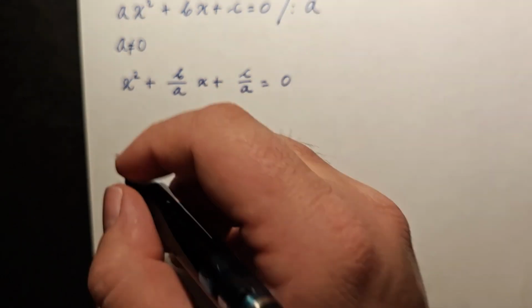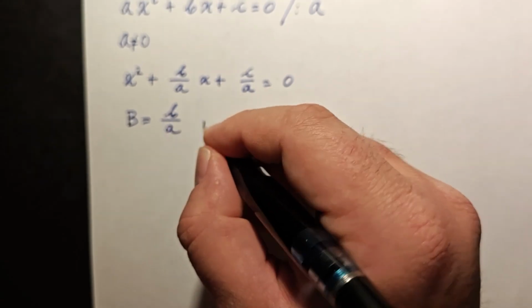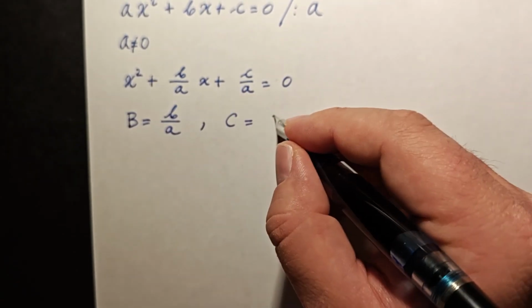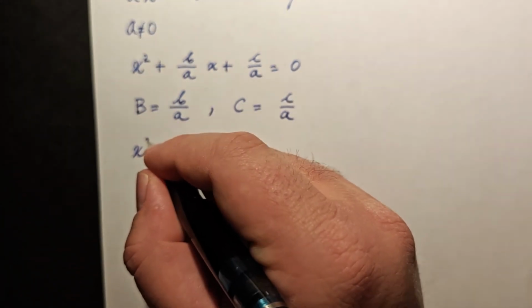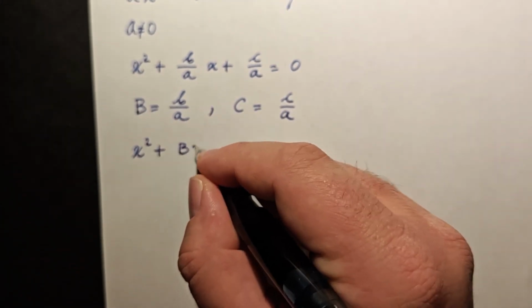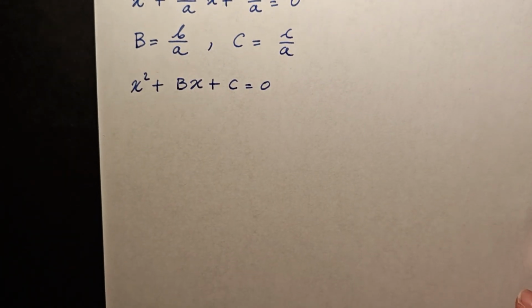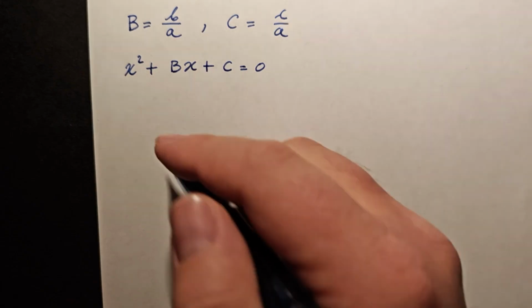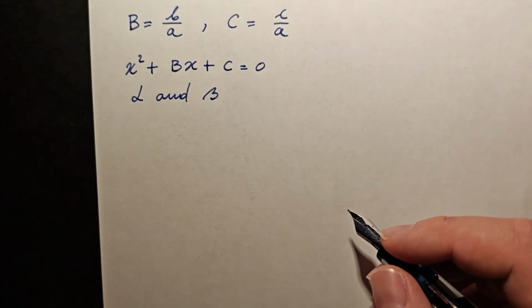We are going to introduce a substitution that capital B is equal to b over a, and that capital C is equal to c over a. The equation is then x squared plus Bx plus C is equal to 0. And let's say that alpha and beta are the solutions of this equation.